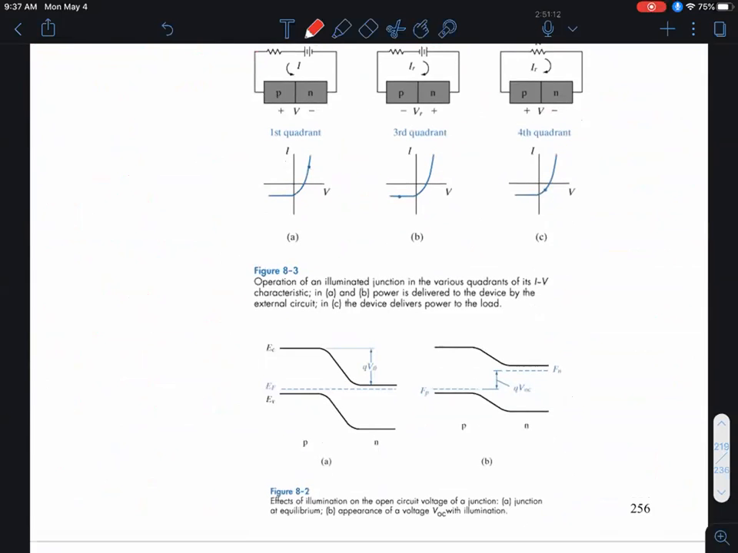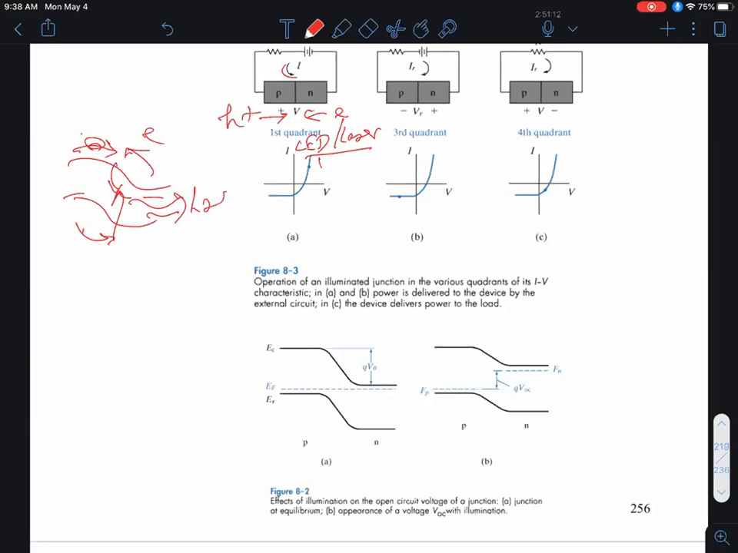The next slide gives you an idea of how you operate the device in different quadrants to get different functionality. Once again, that's quadrant 1. That's what gives you a so-called light emitting diode or a semiconductor laser, where the PN junction is forward biased, as shown over here. If you forward bias the junction, I inject electrons this way and holes this way, and these electrons and holes can recombine very effectively, especially if it's a direct band gap semiconductor. And they recombine, they'll give off photons of light, as in a light emitting diode.